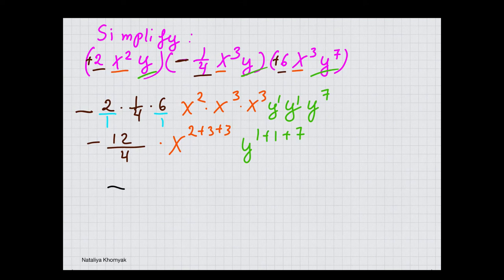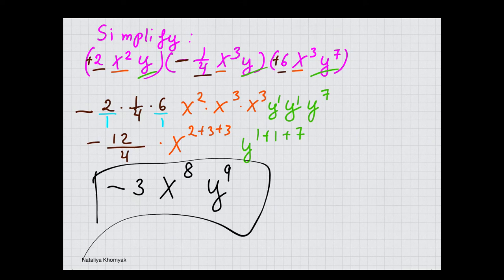So the whole thing is still negative. 4 goes into 12 3 times. x to the 2 plus 3, 5 plus 3, 8. y to the 1 plus 1, 2 plus 7, 9. And this is our solution. That's all.